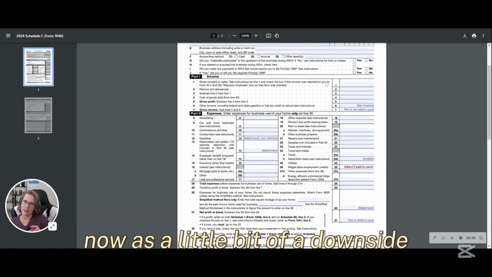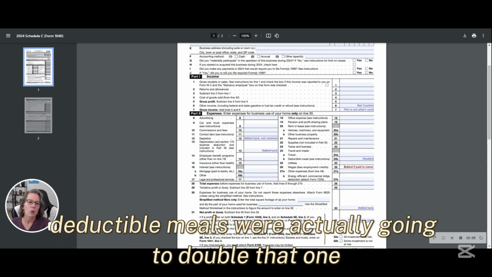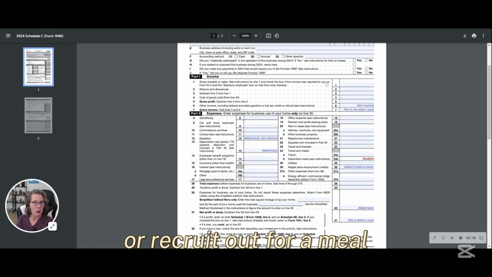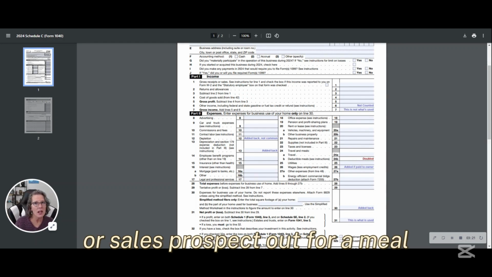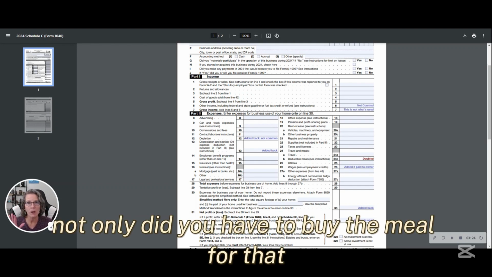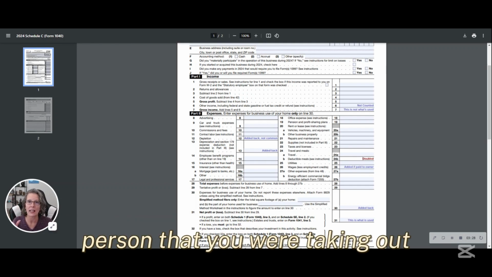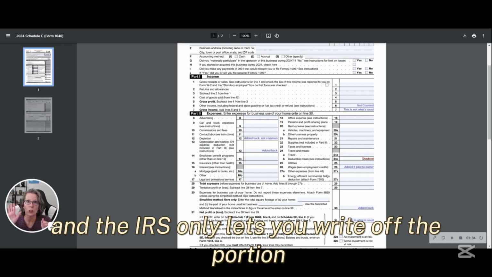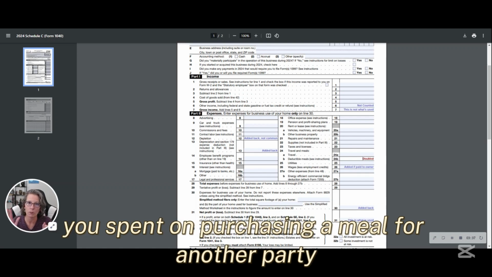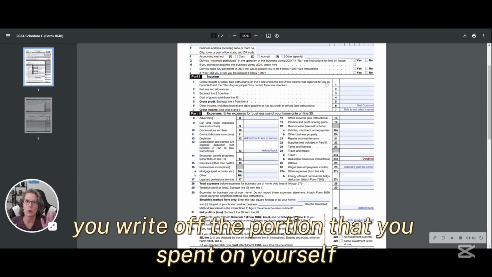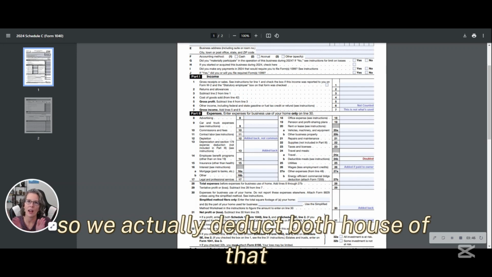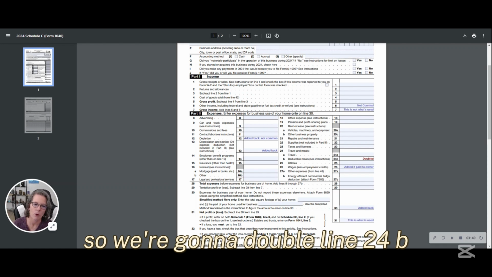Now, as a little bit of a downside, deductible meals, we're actually going to double that one, because we know that if you took a prospective employee or recruit out for a meal or a sales prospect out for a meal, not only did you have to buy the meal for that person that you were taking out, but you also had to buy the meal for yourself. And the IRS only lets you write off the portion you spent on purchasing a meal for another party. They don't let you write off the portion that you spent on yourself, but we know that that was also an expense, so we actually deduct both halves of that. So we're going to double line 24B.